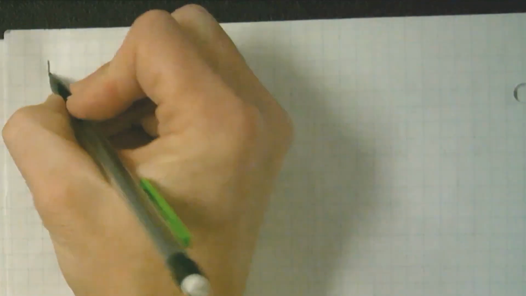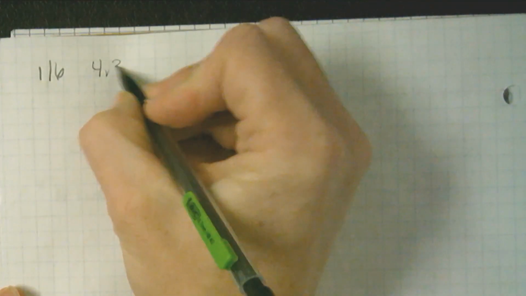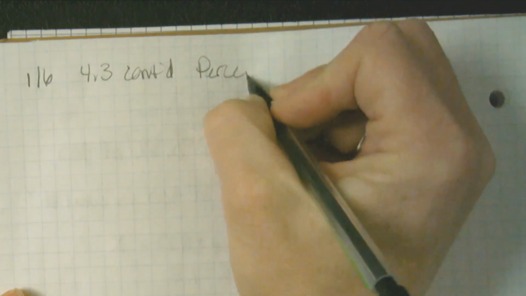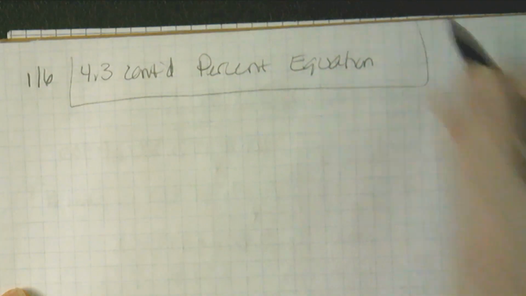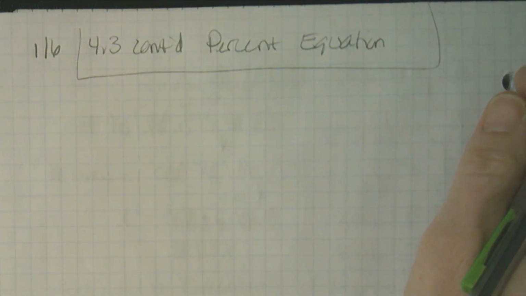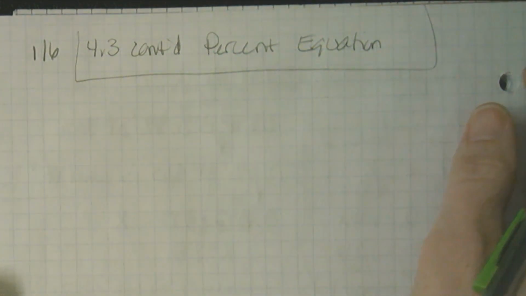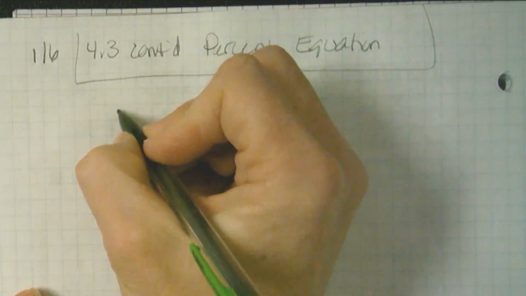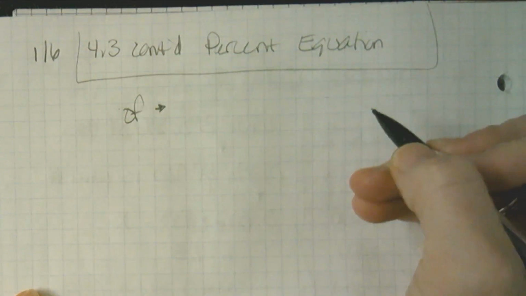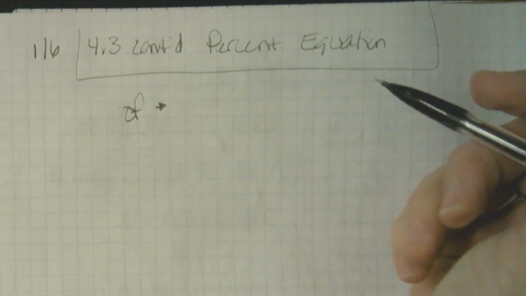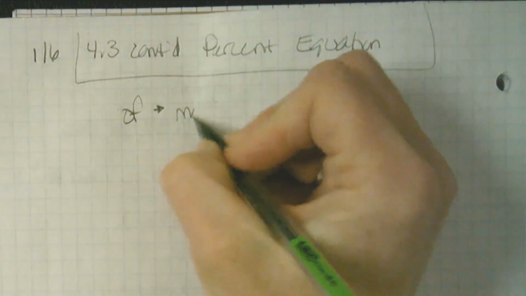All right, today is the 6th of January. We are still in 4.3, so 4.3 continued. We're going to work more on our percent equation. So in tonight's homework, you have to use the percent equation. So let's review again what that means. What operation goes with of? What operation goes with of? Matthew? That's multiplication.